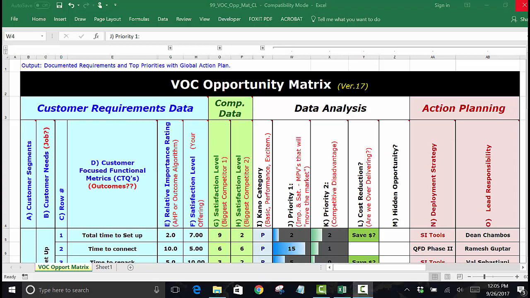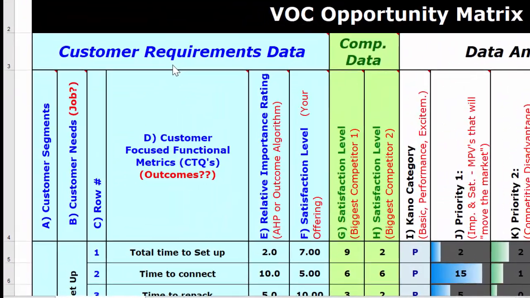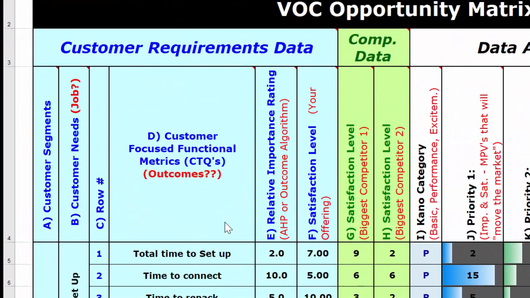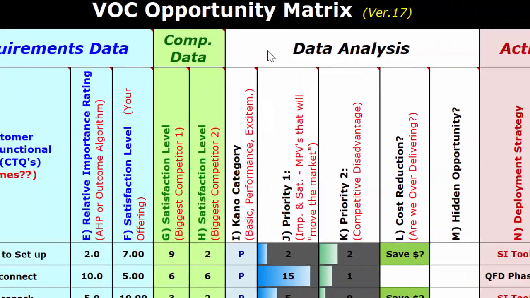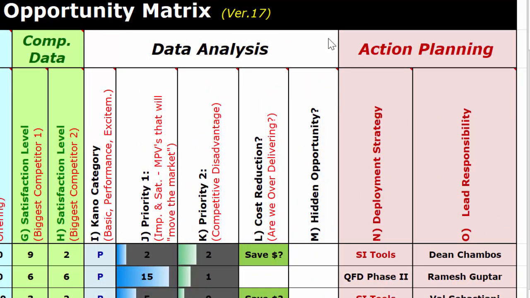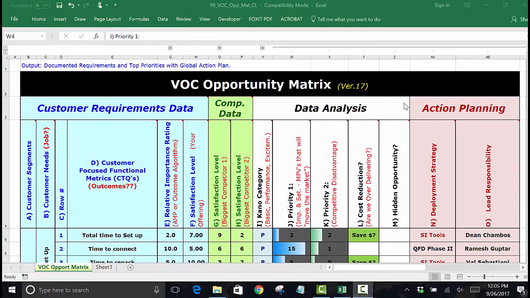So there's 4 main sections you can see here in different colors. First one is customer data information. Then in the green, there's competitive data information, and data analysis and action planning. You can decide which of these columns you want to use and which of them aren't needed. So think of this as a menu of columns that you'll decide which ones you want to include in your project. So let's go through it real quick.